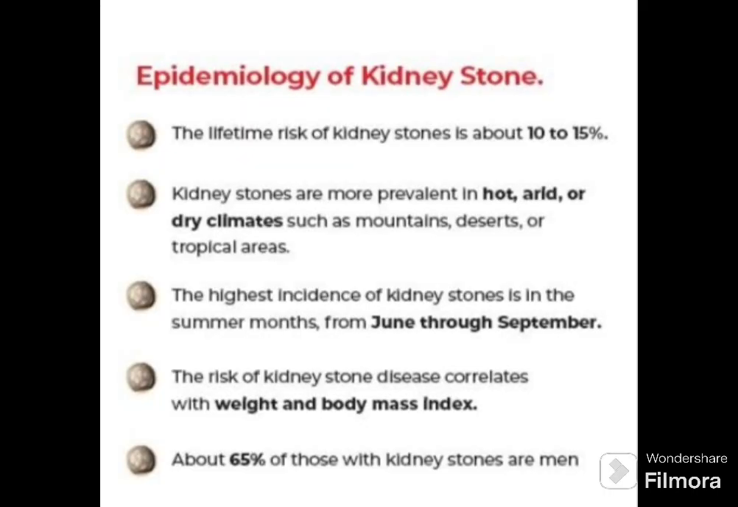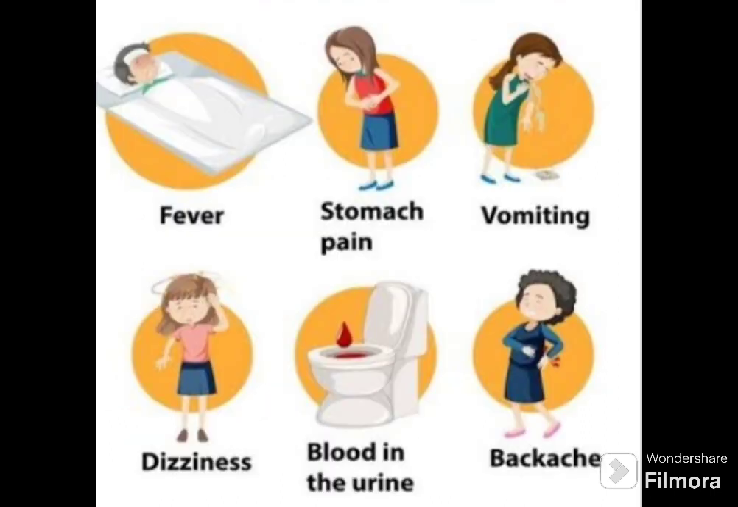Now we will discuss the epidemiology of kidney stones. The lifetime risk of kidney stones is about 10 to 15%. Kidney stones are more prevalent in hot, dry climates such as mountains, deserts, and tropical areas. The highest incidence of kidney stones is in the summer months from June through September. The risk of kidney stone disease correlates with weight and BMI. About 60% of those with kidney stones are men.